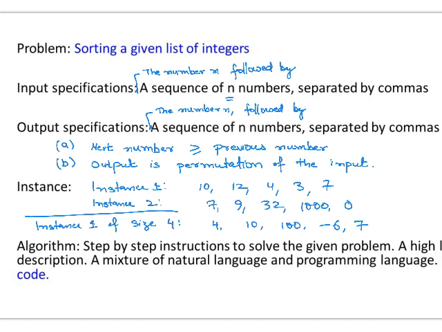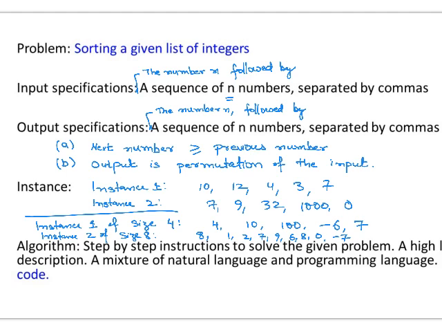I can have another instance, instance 2 of size 8. And this could look something like 8, the number n, followed by 8 integers which are comma separated. I can do 1, 2, 7, 9, 6, 8, 0. And one more, let's say minus 7. Right? So this is instance 2. This is my instance of size 8.